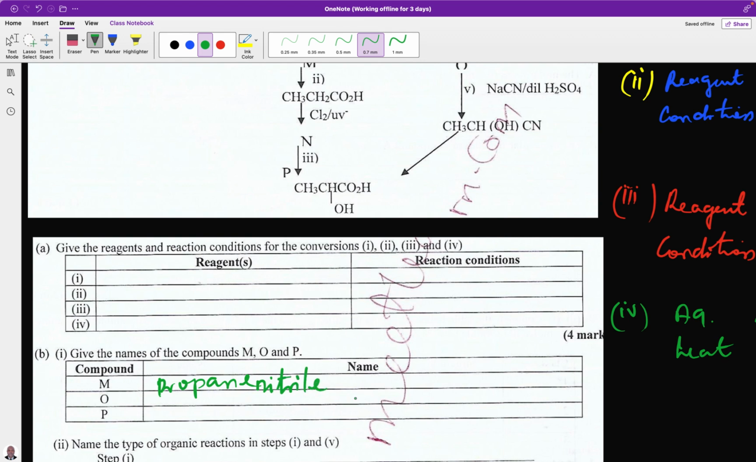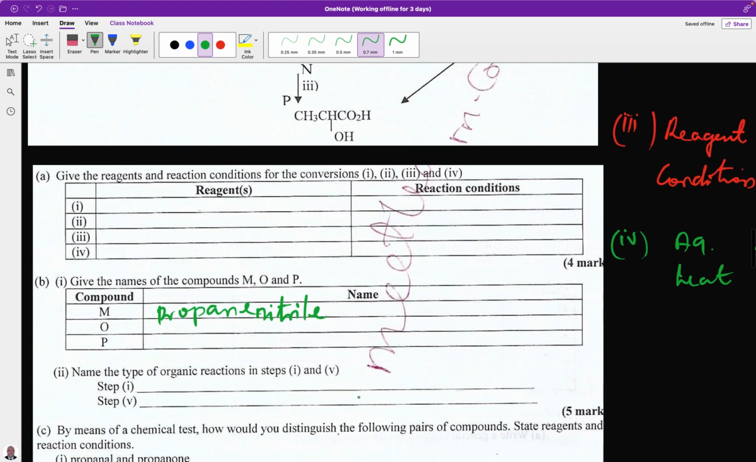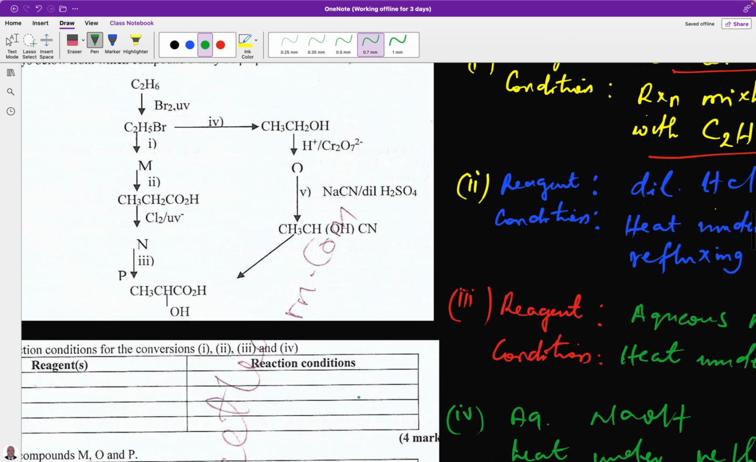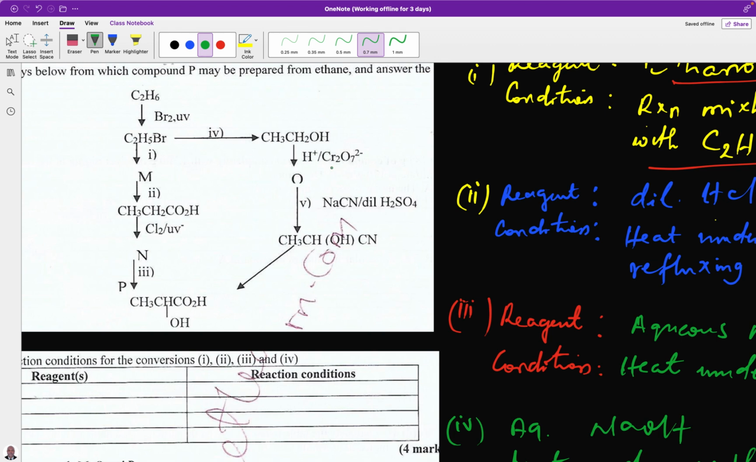Propane nitrile is a nitrile. Then O. Compound O is propane nitrile. This is O. Now we have ethanol.